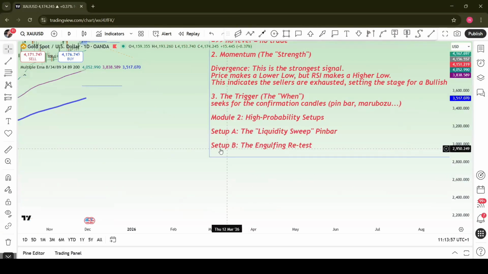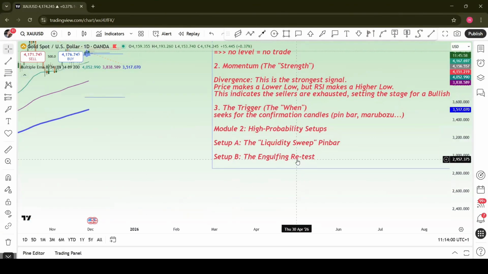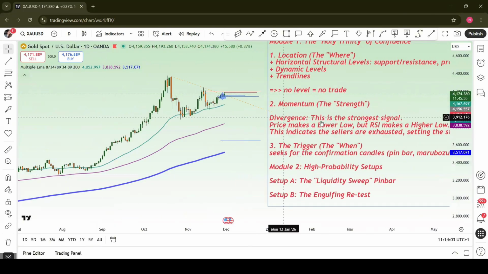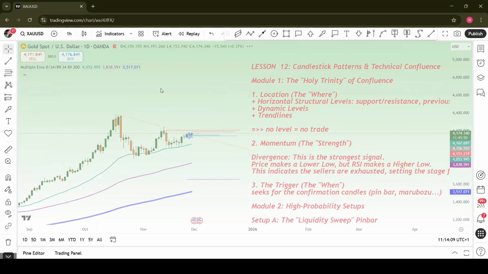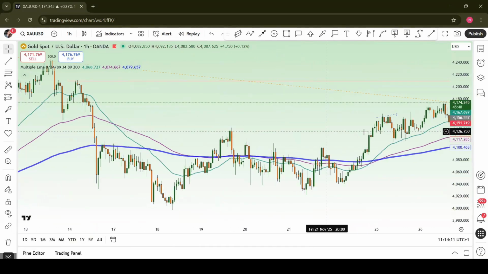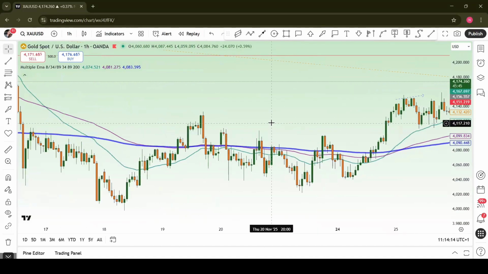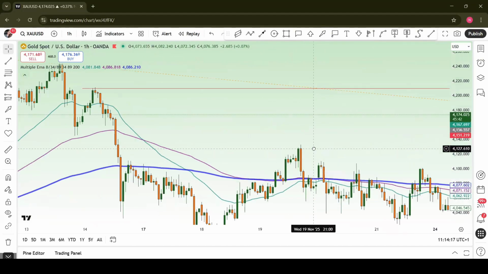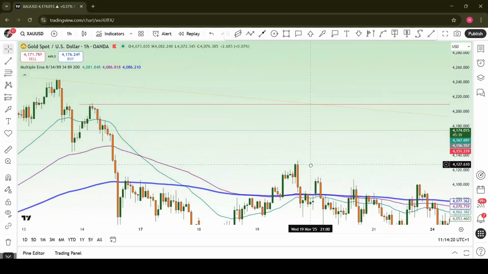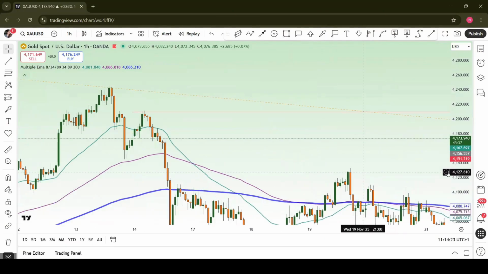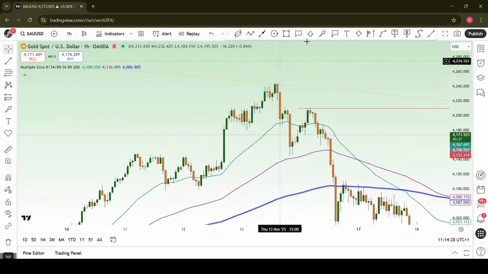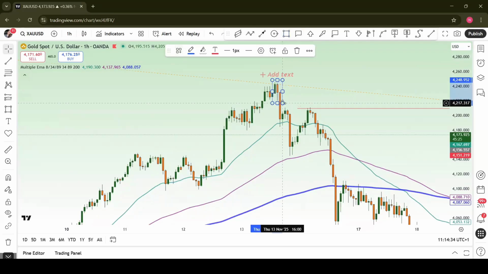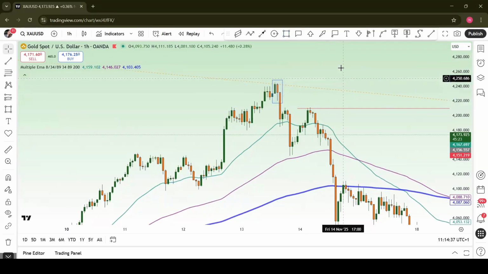Okay, and now we will look at an example of the engulfing retest. Let's go back to the 1 hour candle. All right, here we have the engulfing candle. Let's take a look at this zone. You can say that this is the starting point of the bearish downtrend, the bearish momentum, right?